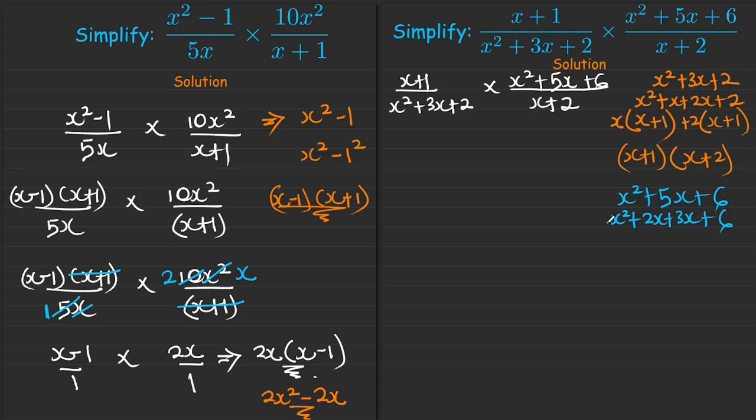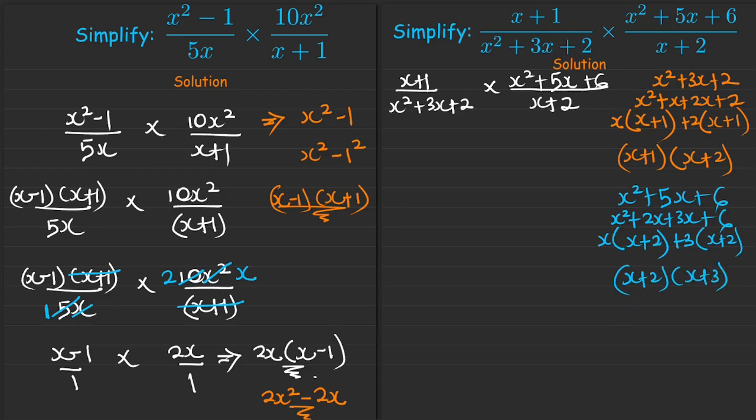What do these two have in common? They both have an x. So the x comes out and we have x plus 2. For this one too, they have 3 in common, and in our bracket, we have x plus 2. We have x plus 2 in one bracket, and in the other bracket, we have x plus 3.